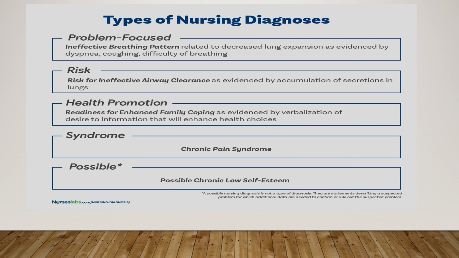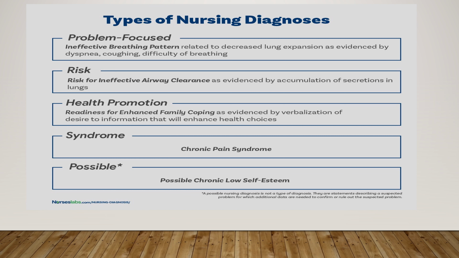Let us see some examples of different types of diagnosis. The first one is the problem-focused, like ineffective breathing pattern related to decreased lung expansion as evidenced by dyspnea, coughing or difficulty breathing. Second is the risk for ineffective airway clearance as evidenced by accumulation of secretions in the lungs. Third is the health promotion diagnosis, which may be readiness for enhanced family coping as evidenced by verbalization of desire for information that will enhance health choices.